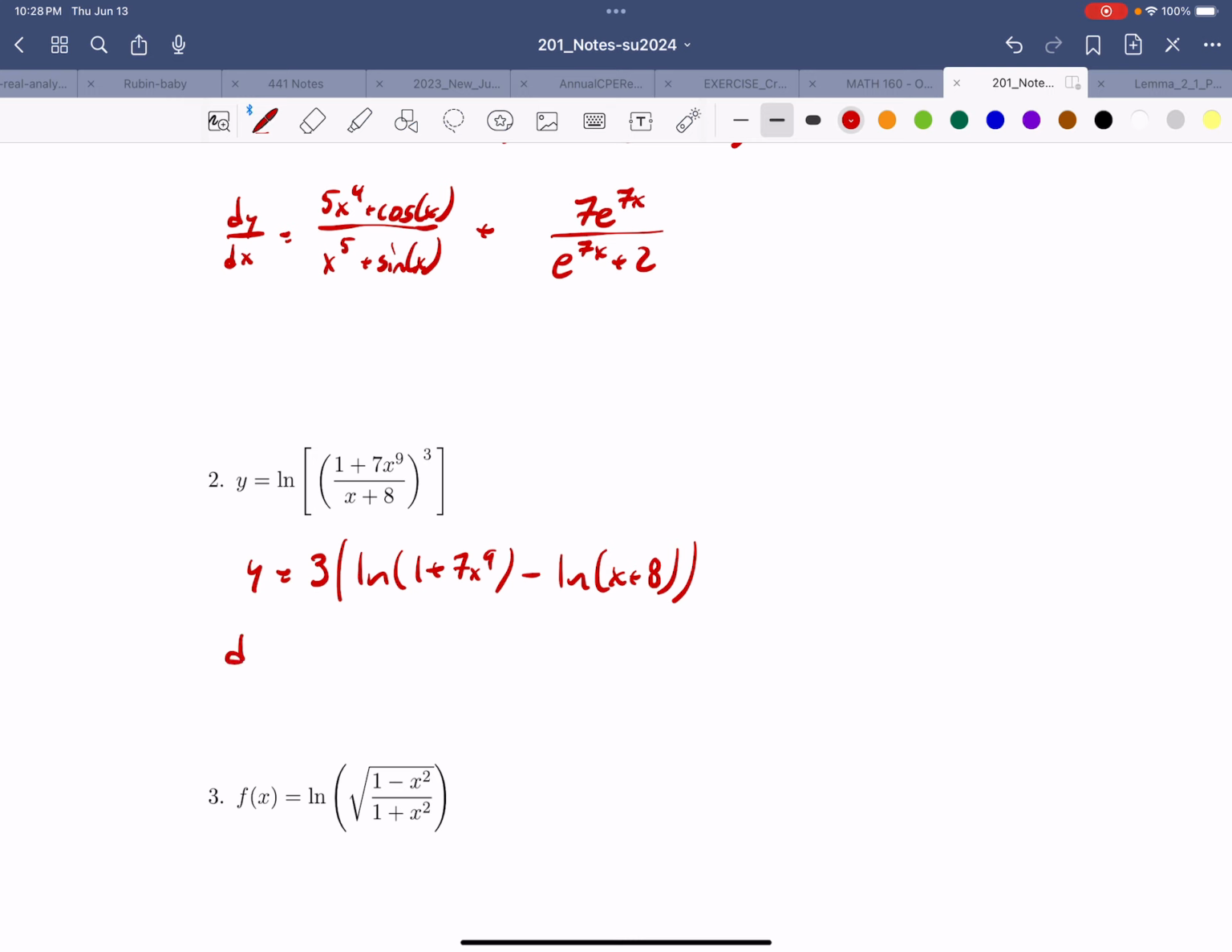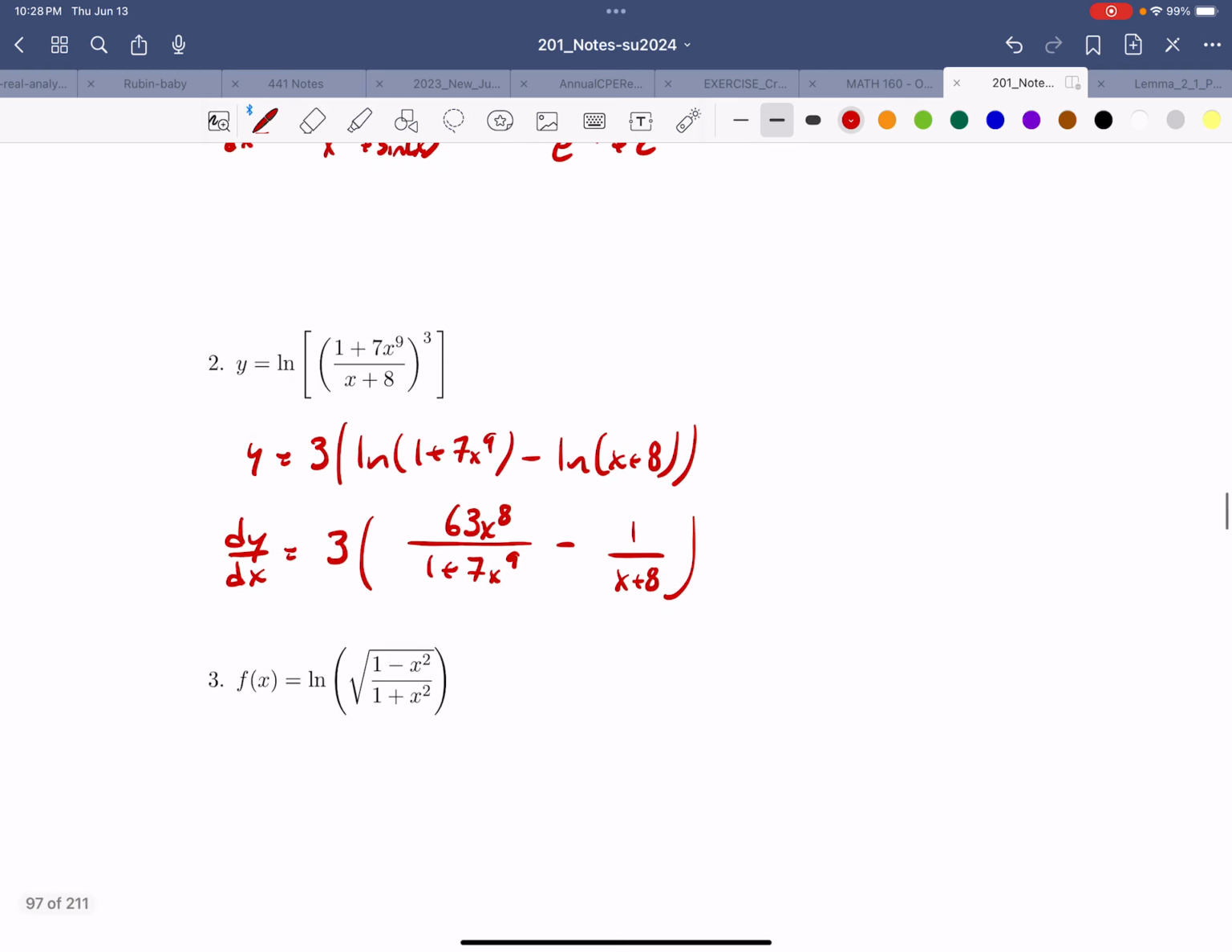Okay? So now, dy over dx is going to equal 3 times 1 over 1 plus 7 x to the 9th, and that's times 63 x to the 8th, minus 1 over x plus 8. Of course, the derivative is 1. If you want to simplify that, then you can. 189 x to the 8th over 1 plus 7 x to the 9th, minus 3 over x plus 8. All right, you get that.